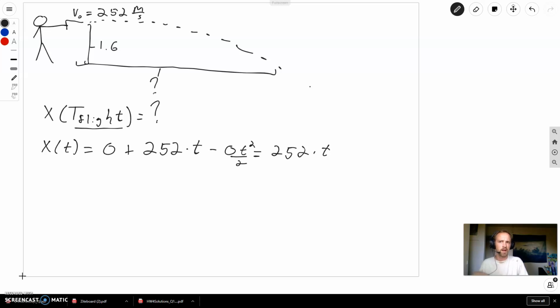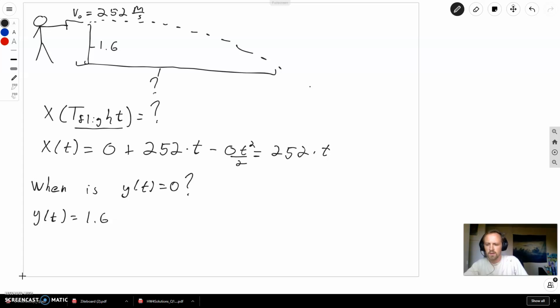With the time of flight, we're asking how long is the y position of this thing greater than 0? If the y position is greater than 0, then it's still in the air. So what we really want to know is, when is y of t equal to 0? That's really what we're after. So I can write y of t. y of t equals my initial position, 1.6, plus my initial velocity in the y direction, which is 0, and then minus gt squared over 2.